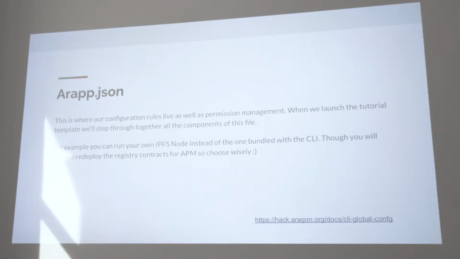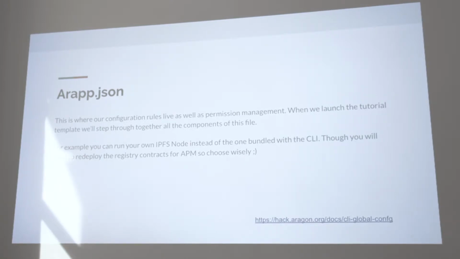But cool. So when we go through the template, you'll see this arapp.json. This is where your configuration rules live. In this JSON file, you put all the roles inside of my application, and here are the environments for my application. You can even specify different registries for whether you're deploying to Rinkeby or to Kovan or on your local chain. And yeah, all of that goes in there.